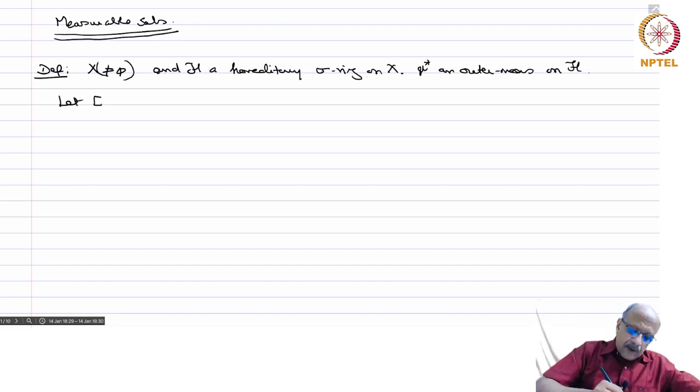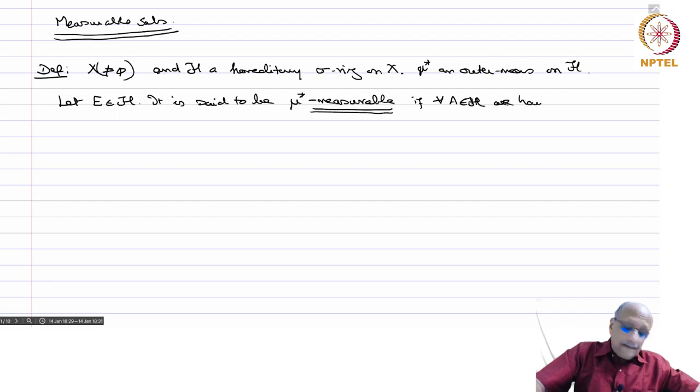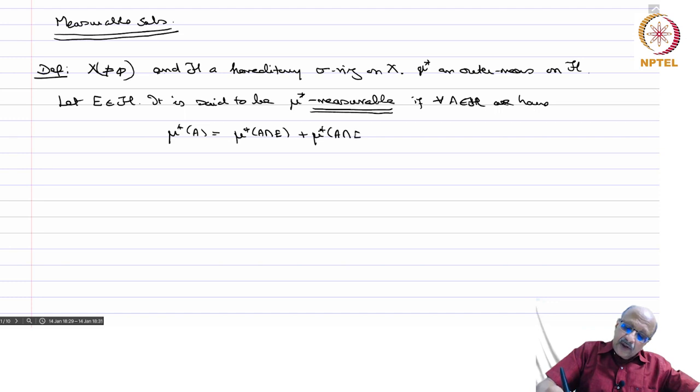Let E belong to H. It is said to be mu star measurable. We want to say measurable, but we want to say with respect to what outer measure, and therefore we say mu star measurable so that we have no confusion. So it's mu star measurable if for every A in H we have mu star of A is mu star of A intersection E plus mu star of A intersection E complement.